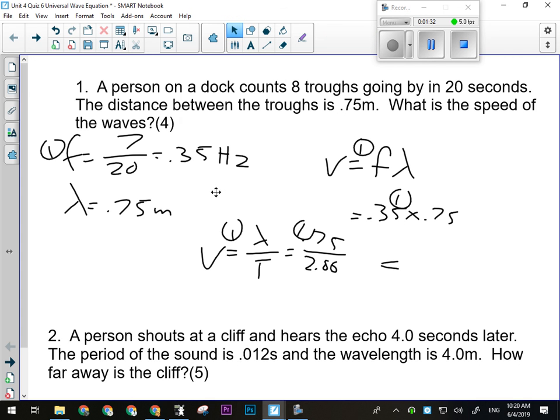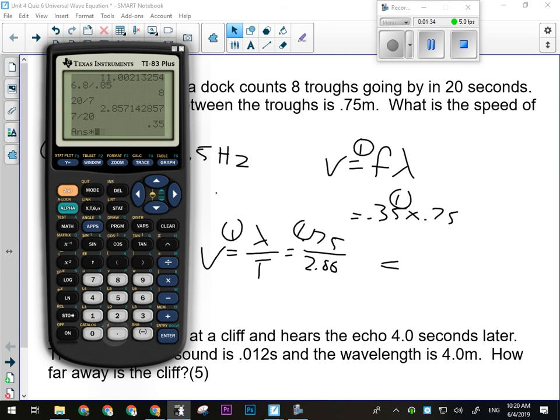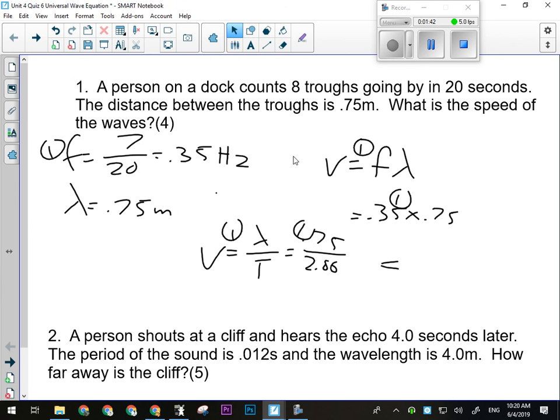All right, and our final answer should come out to the speed of the waves being 0.26 meters. Sorry, meters per second, 0.26 meters per second. Okay, 2 significant figures. Why not 1? That's counted. 8's a counted number. It's not measured, it's counted. Okay. All right, so that one's out of 4. Questions on number 1?